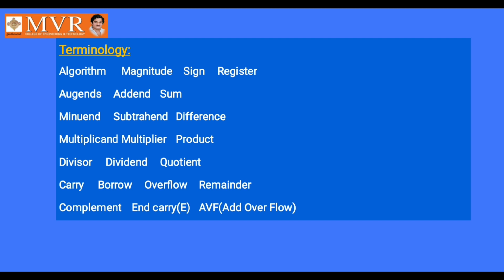And the third one is complement, end carry, and AVF, which is called add overflow. Here complement means when you want to perform signed magnitude operations, that is, when the signs of the two input values are not the same, then you convert one value into its 2's complement and the addition operation will be performed. That is called complement.